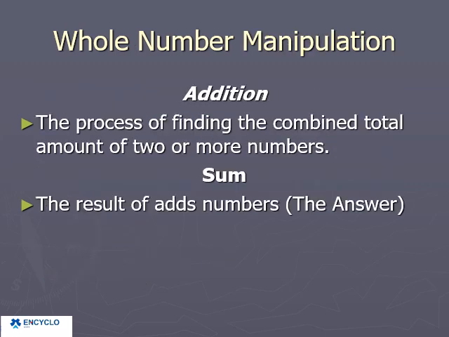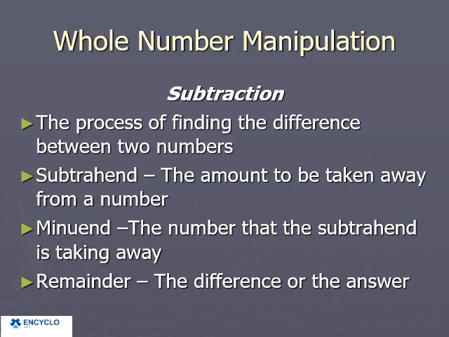Addition is the process of combining 2 or more quantities to find their total. The result of this operation is called the sum. Subtraction involves finding the difference between 2 numbers. The number from which another is subtracted is called the minuend. The number being subtracted is the subtrahend, and the result is the remainder.